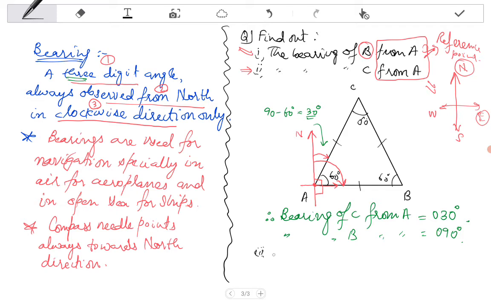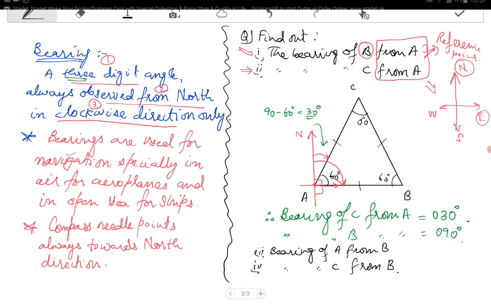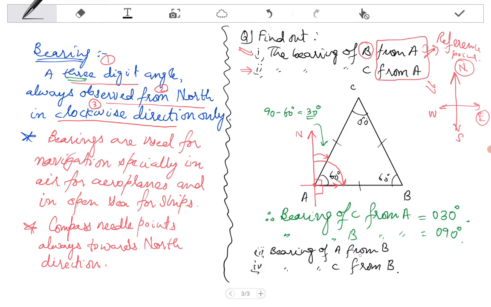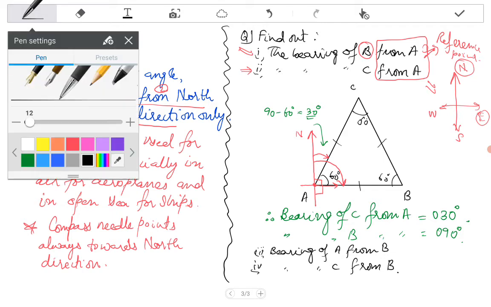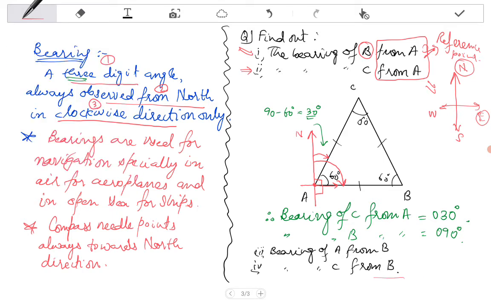Part 3, bearing of A from B, and part 4, bearing of C from B. How can we do it? That's so simple. First of all, you should consider "from" what, as I did in the previous part. You have to start from the reference point. This is the reference point, which is written after "from".